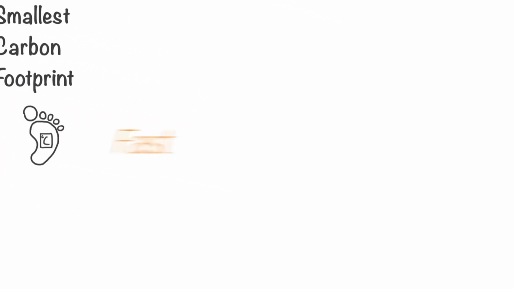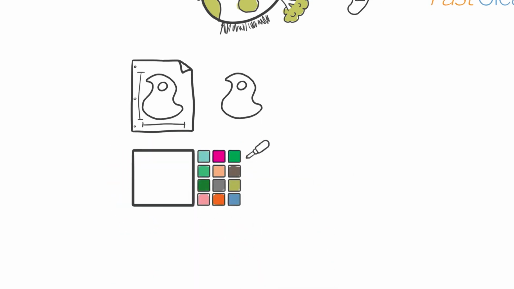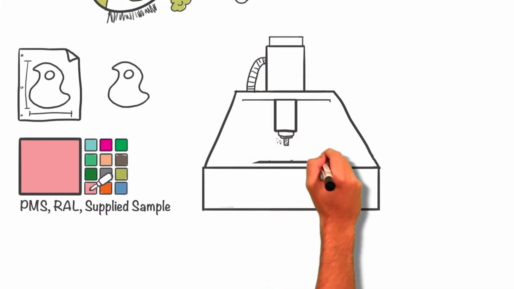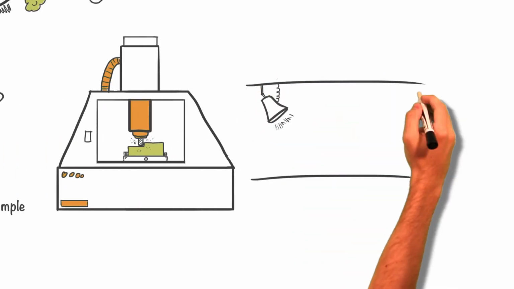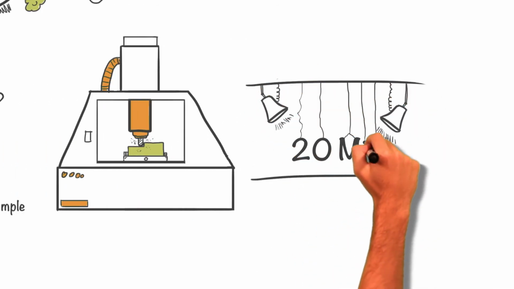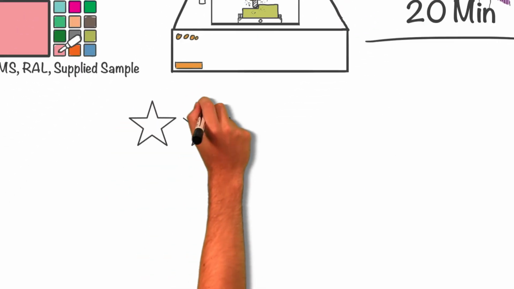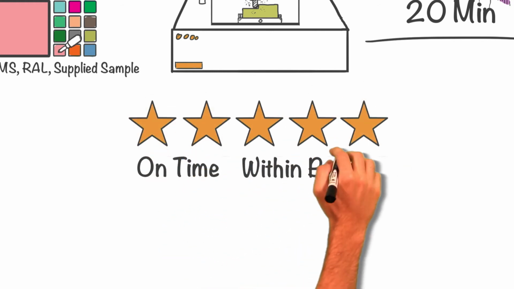So, how does the fast, clean, green process work? It's simple. You give us your drawing, and we'll give you a finished part. If you need a custom color, we can create a color match to any PMS, RAL, or supplied sample. We then CNC machine your product from MDF to your exact specifications. Lastly, we coat your product in only 20 minutes with our innovative UV-cured powder coating process and ship the parts directly to you. We turn your design into a high-quality product that will exceed your expectations and is delivered to you on time and within budget.